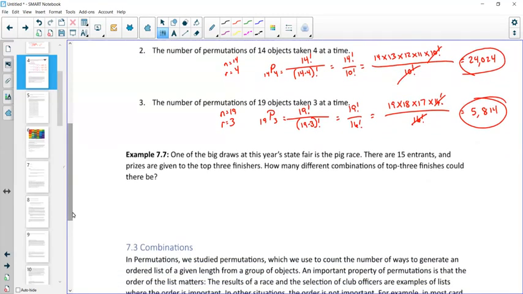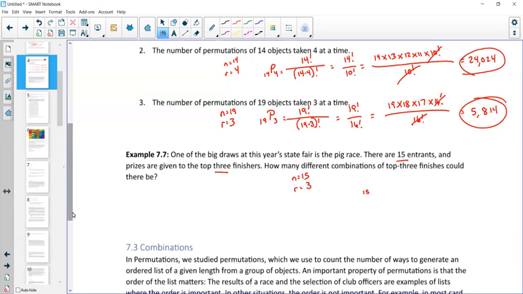One of the big draws at this year's state fair is the pig race. There are 15 entrants, and prizes are given for the top 3 finishers. How many different combinations of top three finishes could there be? N equals 15. R equals 3.